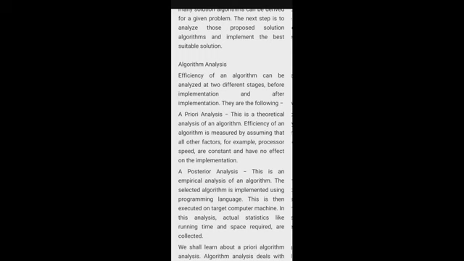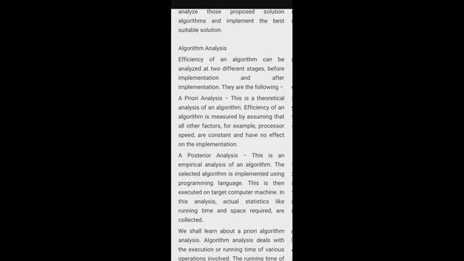Then the postporal analysis is the empirical analysis. That means in this situation, you have implemented the program, or the algorithm, and you are now running it. Now you are getting out the statistics, whatever is required after the end of the operation. You are now getting out the statistics of what actually happened.